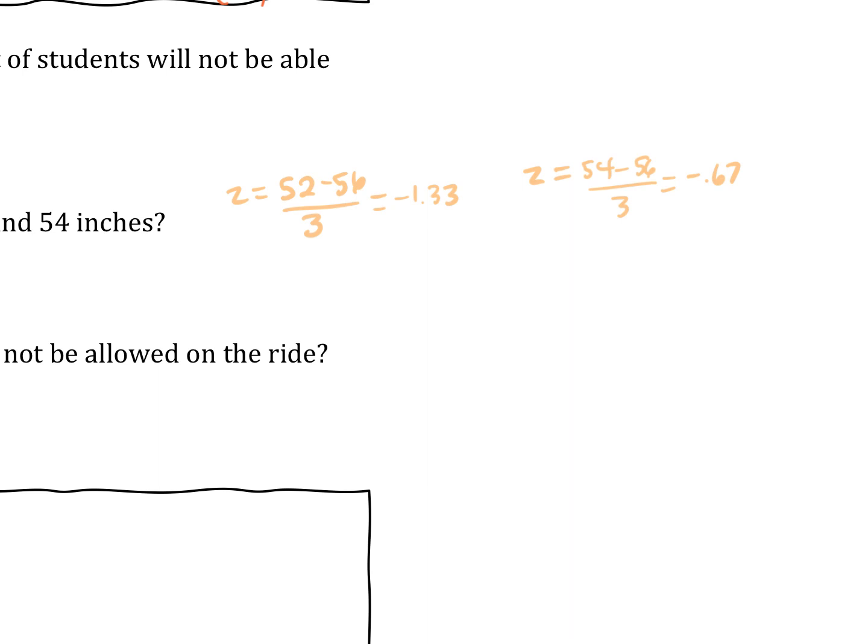And then we go to our table, and we are looking for those two z-scores. Negative 1.33 gives us 0.0918, and negative 0.67 gives us 0.2514, and we need to subtract those two. So check and make sure you understand how to find that on here.